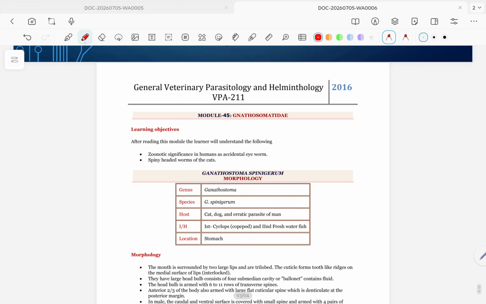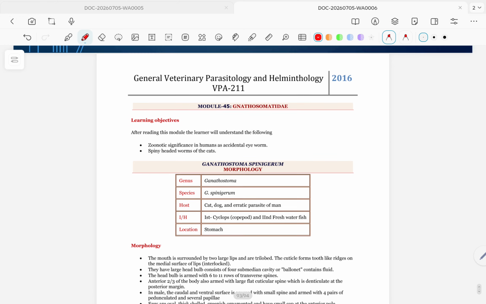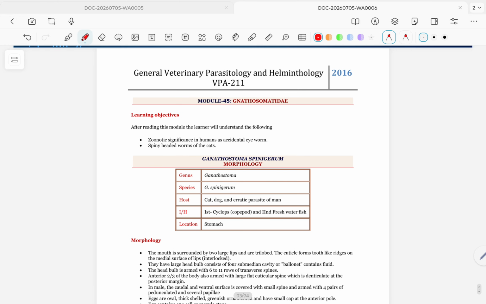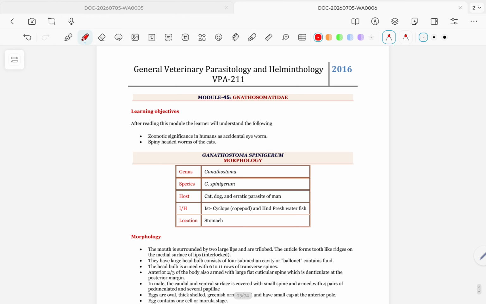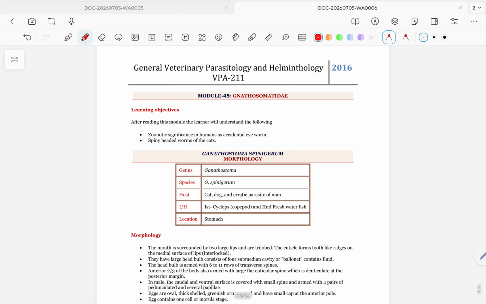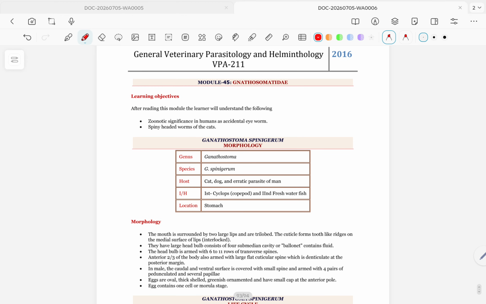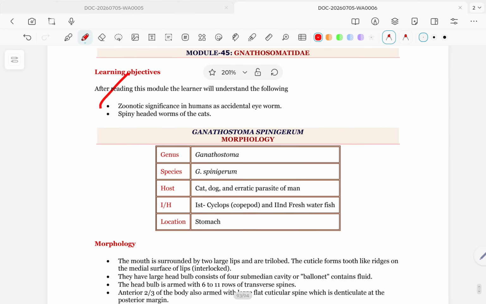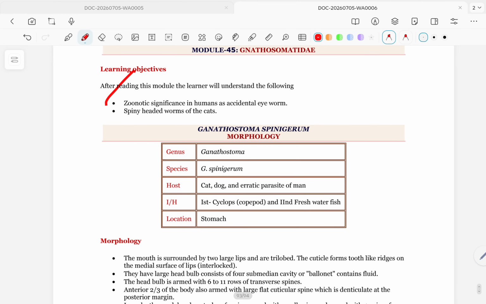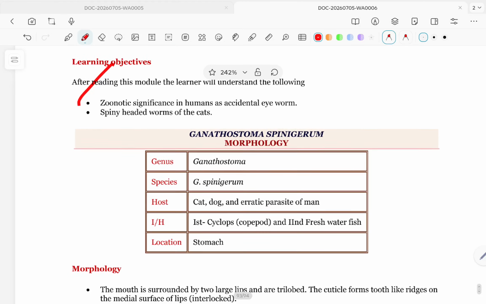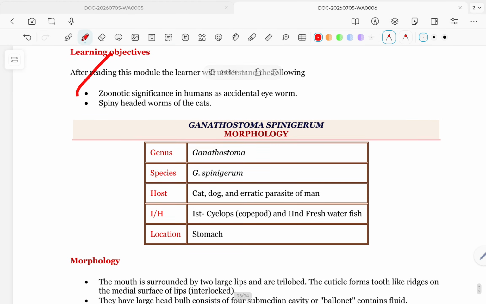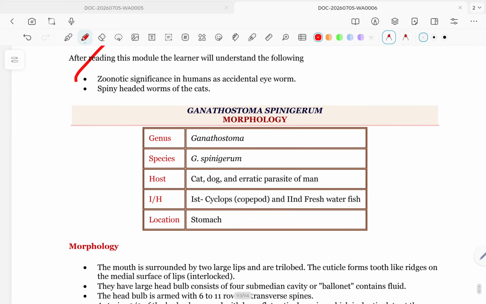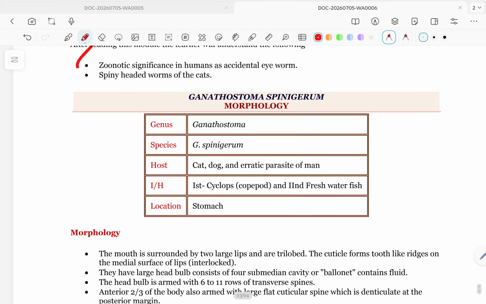Module 45, Gnathostomatidae. Learning objective. After reading this module, the learner will understand the following: zoonotic significance in humans as accidental eye worm, and the spiny-headed worm of cat.